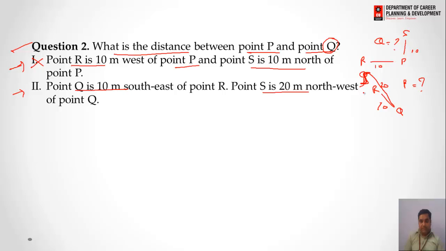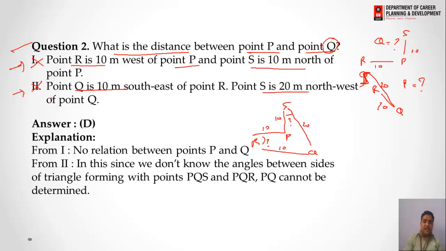Again, if we combine both statements together, we still cannot answer, because if we combine both the figures, we have S, P, R, here we have Q, here we have S, that is 10 meters, 10 meters, 10 meters, 20 meters. There is nothing mentioned about the angles, hence the answer cannot be solved by using the second statement individually or in combination with the first. Hence the answer of this question is option D.